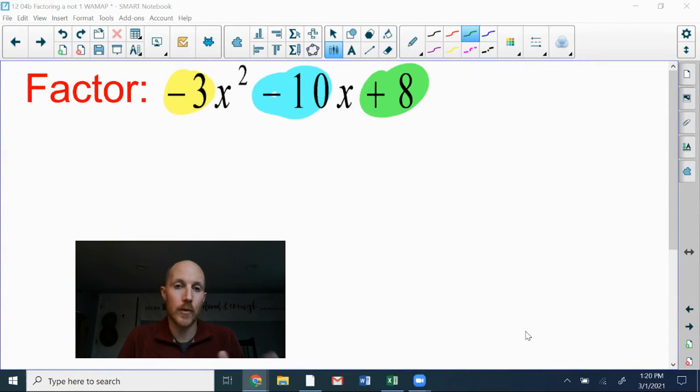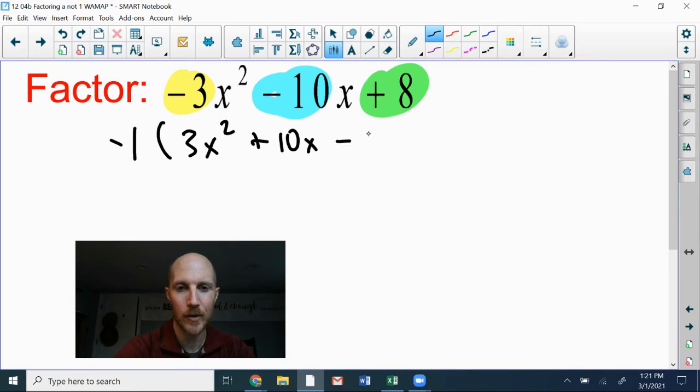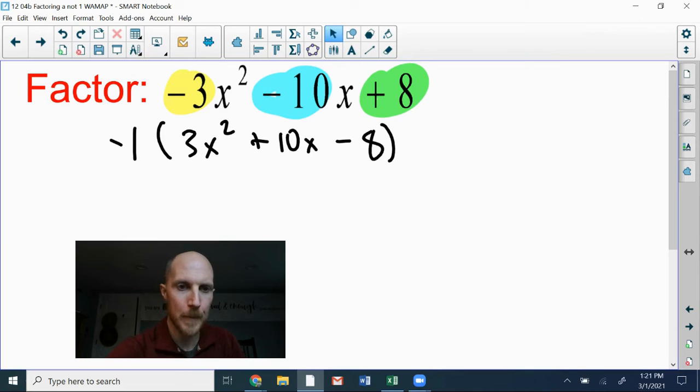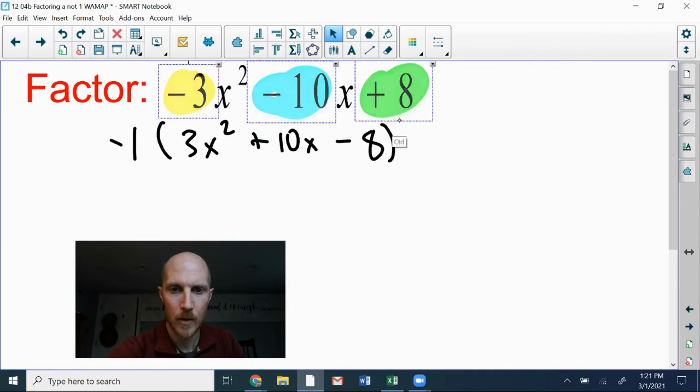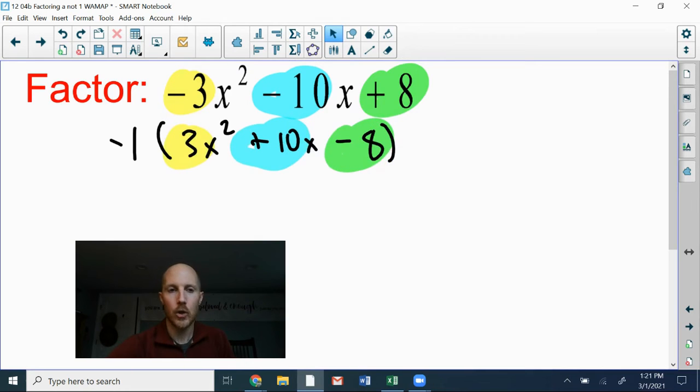And so we'll notice, first of all, that leading coefficient is negative. So if you have a negative leading coefficient, my recommendation is we're going to factor out a negative 1 to start. So we're going to have positive 3x squared plus 10x minus 8. I'm going to bring these colors down here. Okay, so if we factor that negative 1 out, we've just created one of the factors.